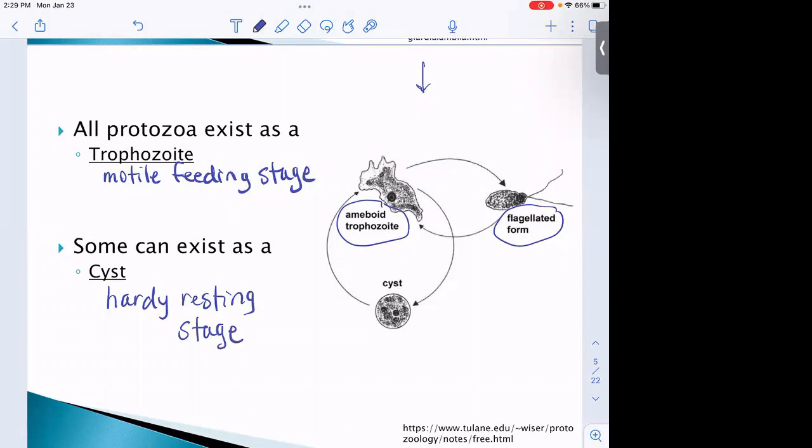Okay, so not going to be as hardy as, say, a bacterial endospore, but again can persist during times when maybe nutrients aren't available, or yeah, something like that.